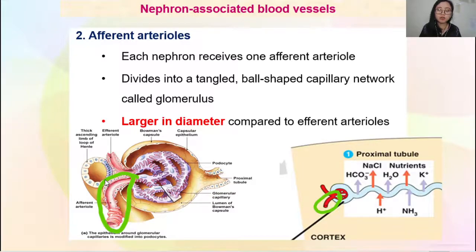So, if we give you a diagram and we don't label, you will know that it is efferent arteriole if it is bigger. Dia akan lebih lebar berbanding dengan blood vessel yang seterusnya.